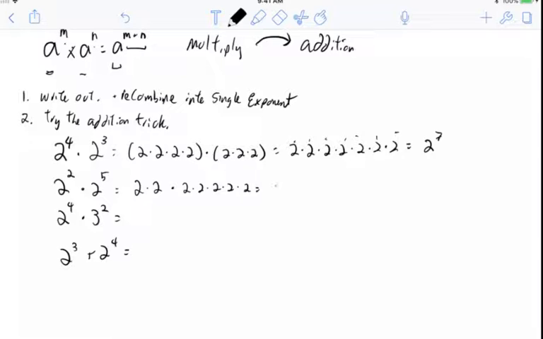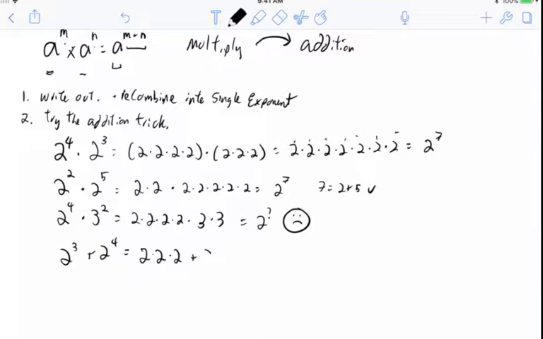So that's 2 to the 7 counted, which is equal to 2 plus 5. We're good. Oh, this one. 2, 2, 3, 3, 3, 3, 4, 1, 2. Okay, how about this one. 2 times 2 times 2. 2 times 2 times 2 times 2.